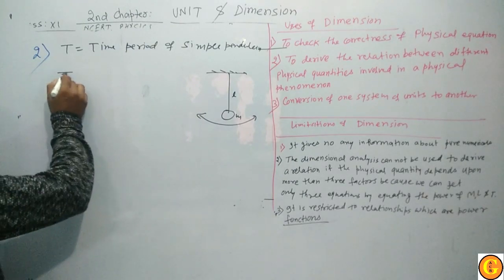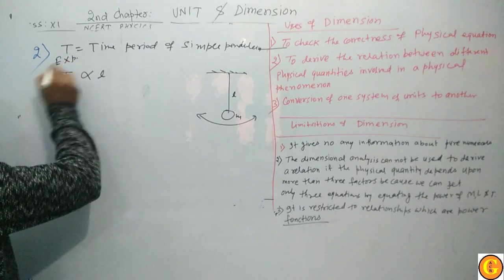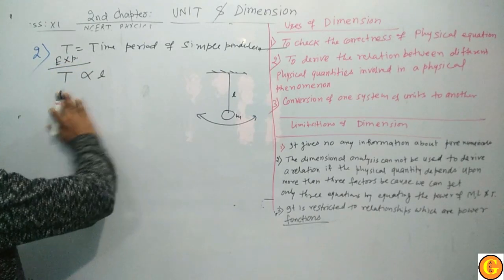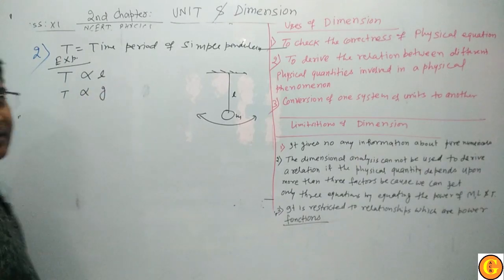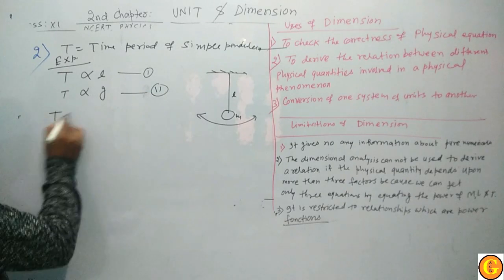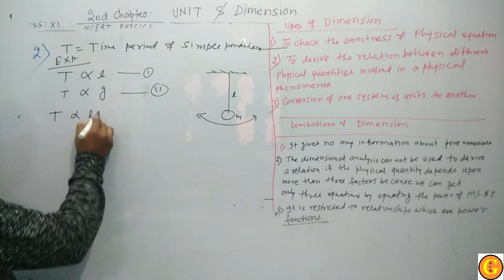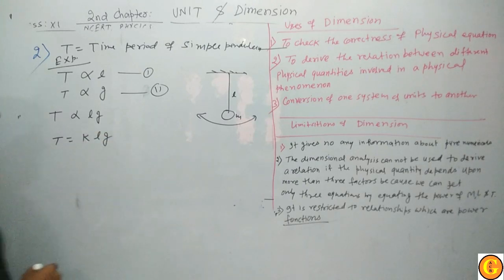Then the time period depends upon L, by experiment. It comes from the experiment: T is directly proportional to L, and T is inversely proportional to g. There are two things, L and g. And by equations 1 and 2, we can write this, and the proportionality is with L and g.